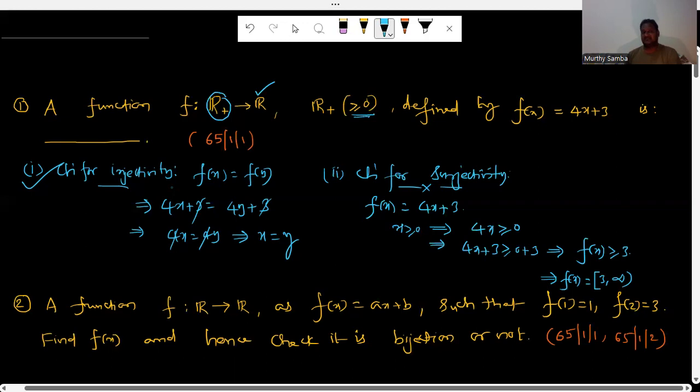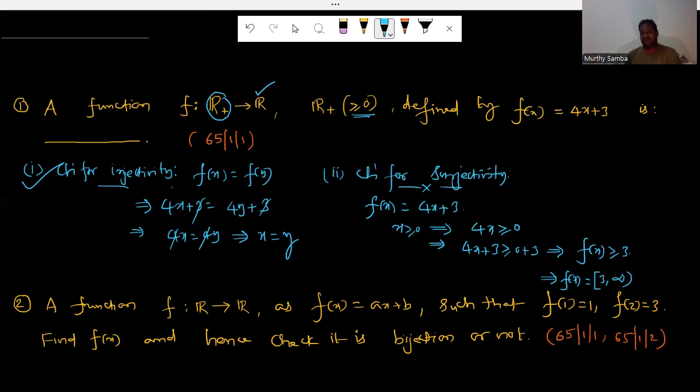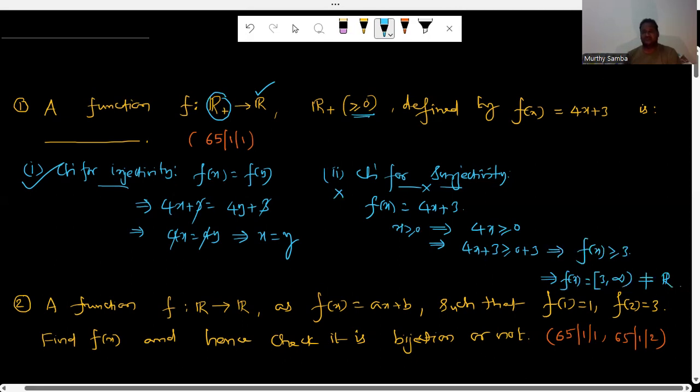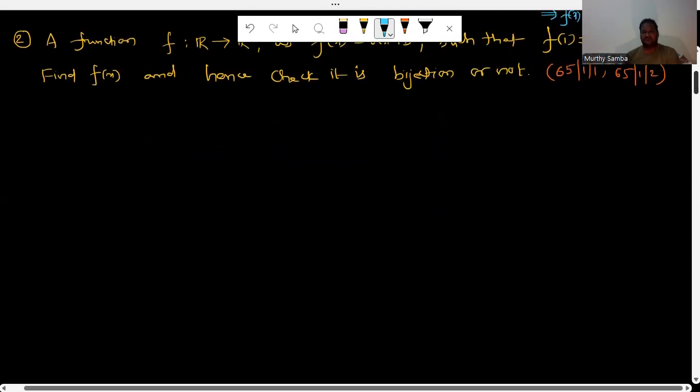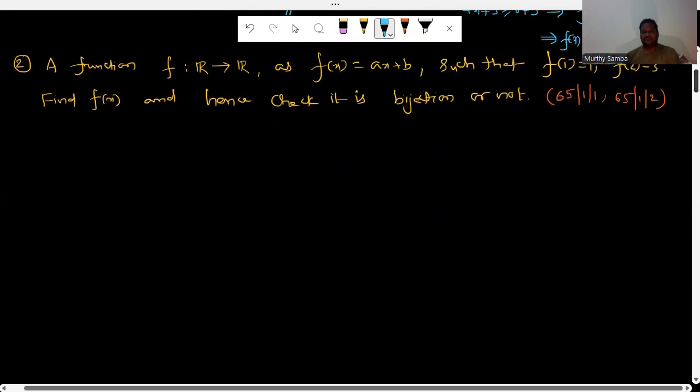Is this exactly the same as our codomain? Absolutely not. So the range is not equal to the codomain. Since the range is not equal to the codomain, we can say that it is not an onto function. Therefore, the given function is one-to-one, but not onto. You understand? So this way you can answer the first problem. Coming to the second problem, you see what is the second problem given here clearly.